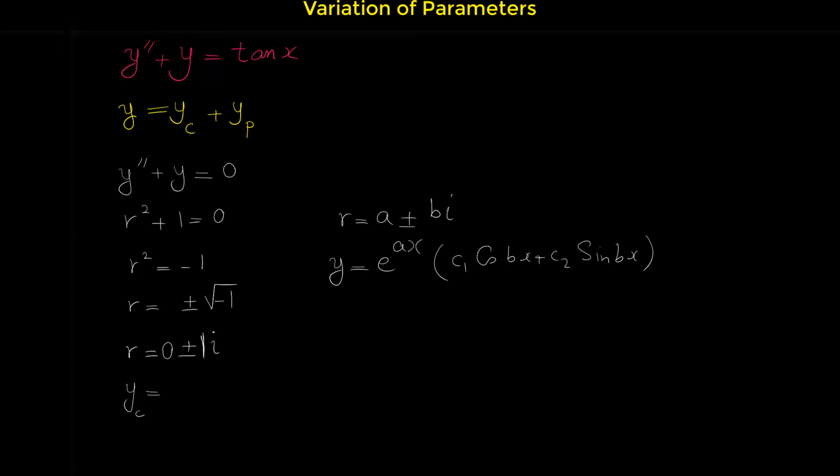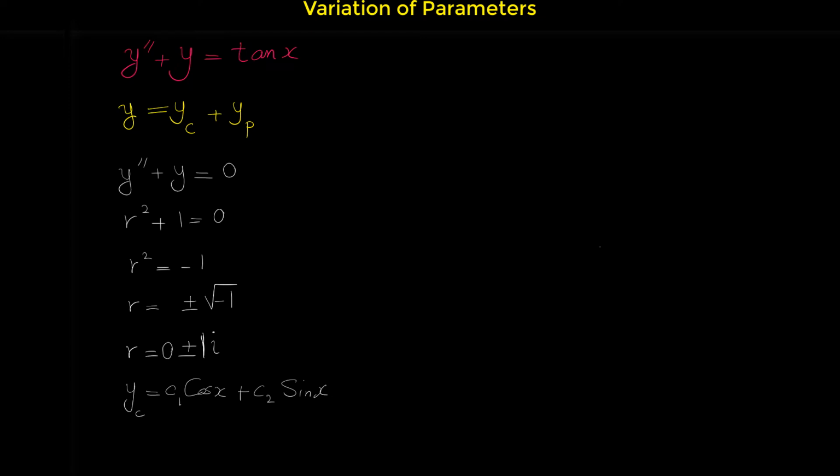y = e^(ax), but a here is 0. e^0 is 1, so we don't need to write this part because it is 1. We only have to write c1 cos(1x), because b here is 1. So cos x plus c2 sin x. So the complementary solution is c1 cos x + c2 sin x.